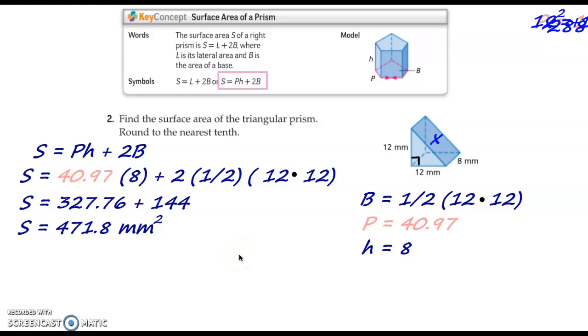471 8/10. Now this was actually 471 76/100, but the directions tell me to round to the nearest tenth. So 471 8/10 millimeters squared.